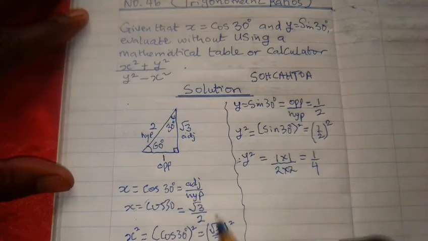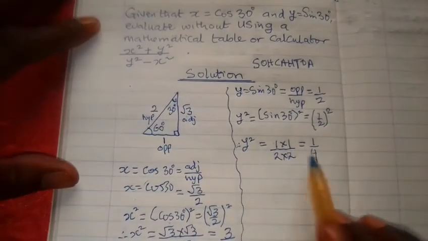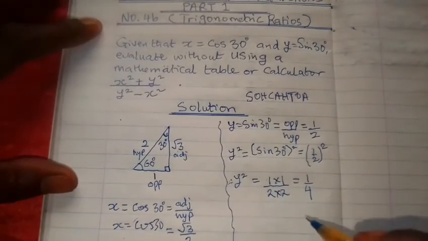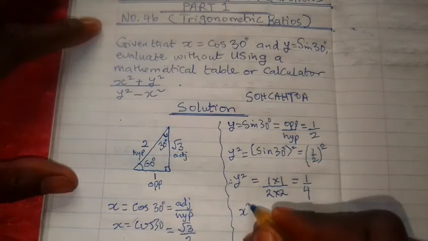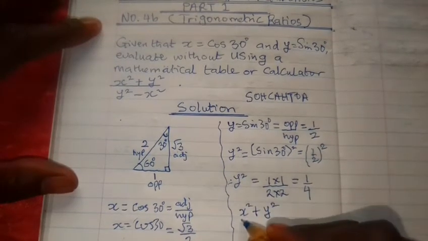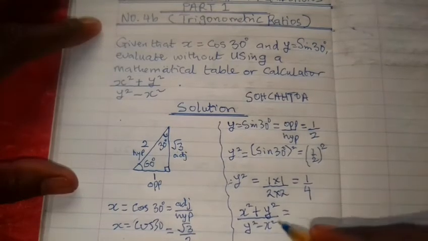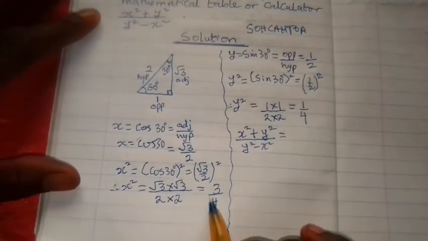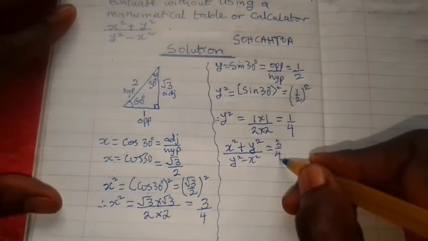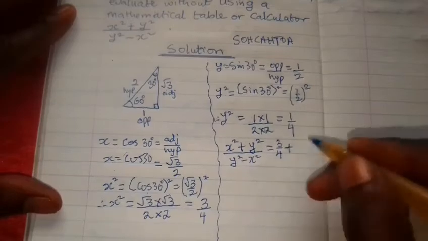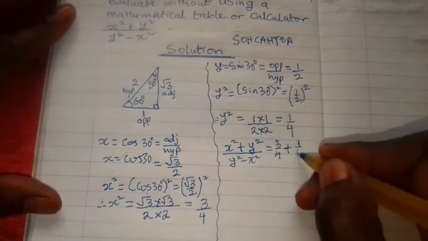So now we've gotten the value for x squared and y squared. The value for x squared is 3 upon 4. And the value for y squared is 1 upon 4. The next thing we are going to do here is to look for the expression x squared plus y squared upon y squared minus x squared. And this is going to be equal to, for x squared, you already know it is what? 3 upon 4. So write it out there. 3 upon 4, then plus, what is our y squared? Our y squared, as you can see, is 1 upon 4. So we have 1 upon 4.